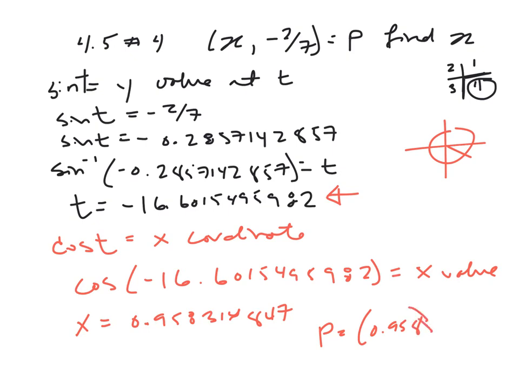So my point P at that angle t is going to be 0.9583, etc. I'm not going to write it all out right now. And the y value is going to be -2/7.